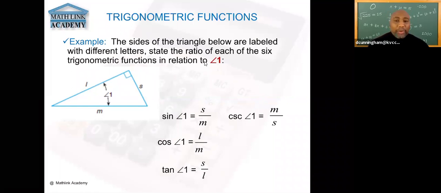The cosecant, which is the reciprocal of the sine, will equal M over S. The secant, SEC of angle 1, is M over L, and the cotangent will be L over S. So if you know the big three, you know the other three by just taking the reciprocal of what we learned from the first three.